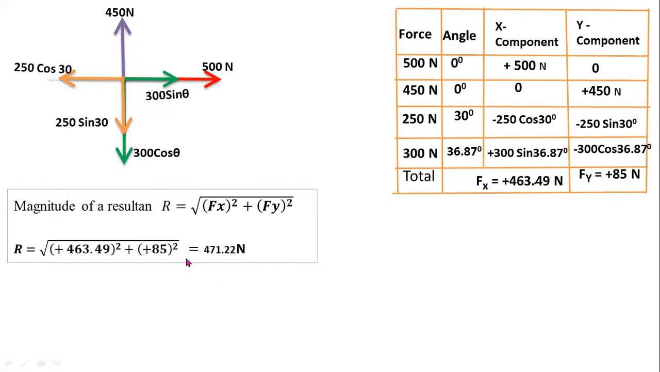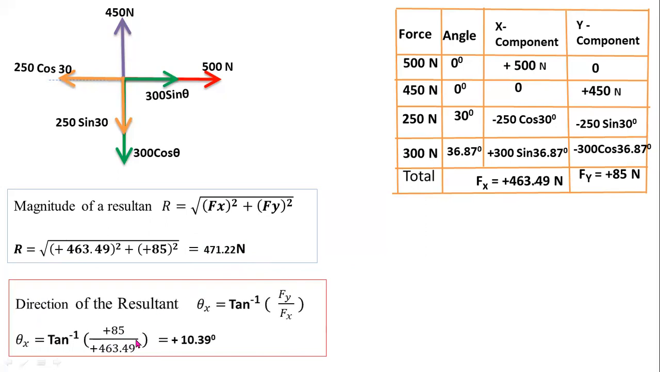Now, we already know the formula for the magnitude of the resultant: R equals the square root of horizontal forces squared plus vertical forces squared. Here the horizontal force is 463 and the vertical force is 85. So this is the answer for the magnitude of the resultant: 471.22 newtons. In a similar way, we know the formula for the direction of the resultant: theta x equals tan inverse of Fy by Fx. Here Fy is 85 and Fx is 463.49. Theta x equals 10.39 degrees, so this is the direction of the resultant.